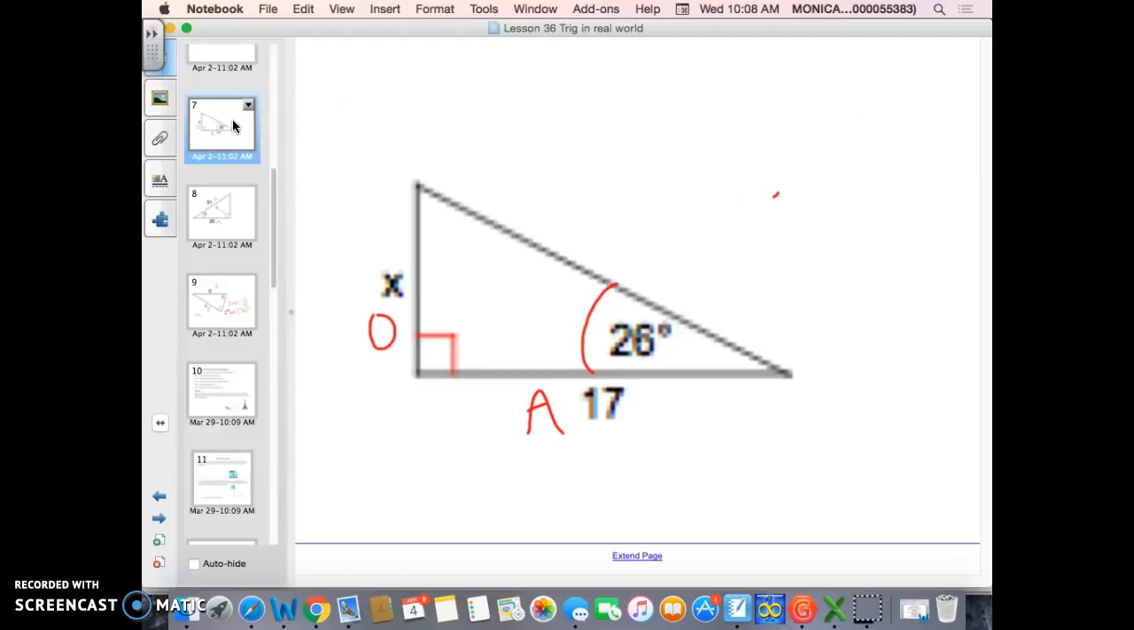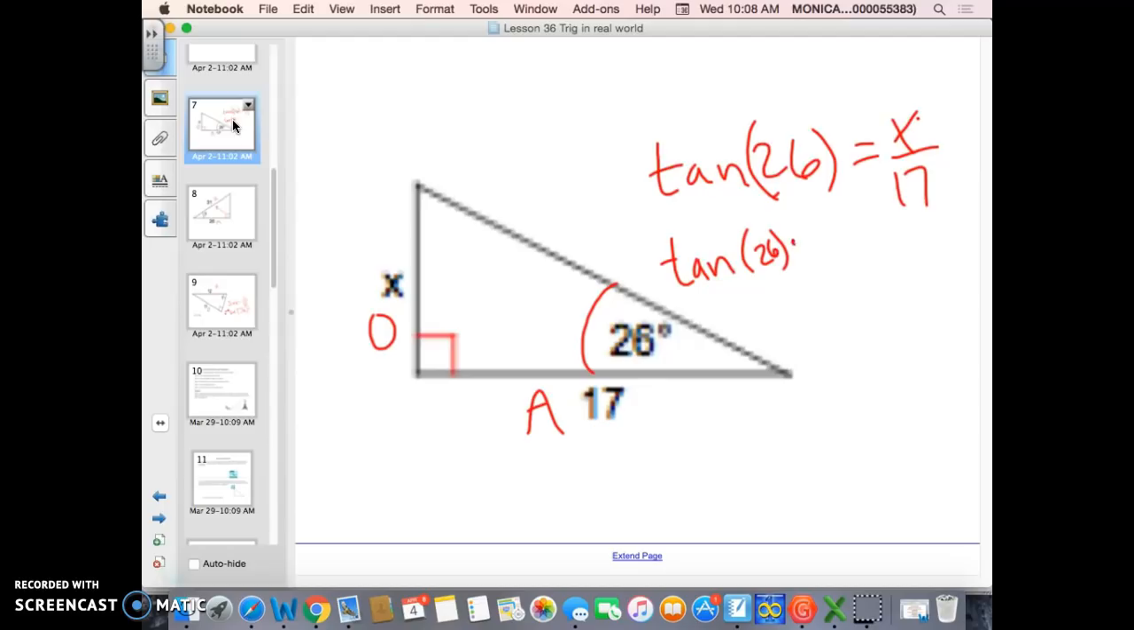So the tangent of 26 equals x over 17. X is up high, so multiply. So it would be tangent of 26 times 17. Make sure the 17 is not in the parentheses. And that's how you find your answer.